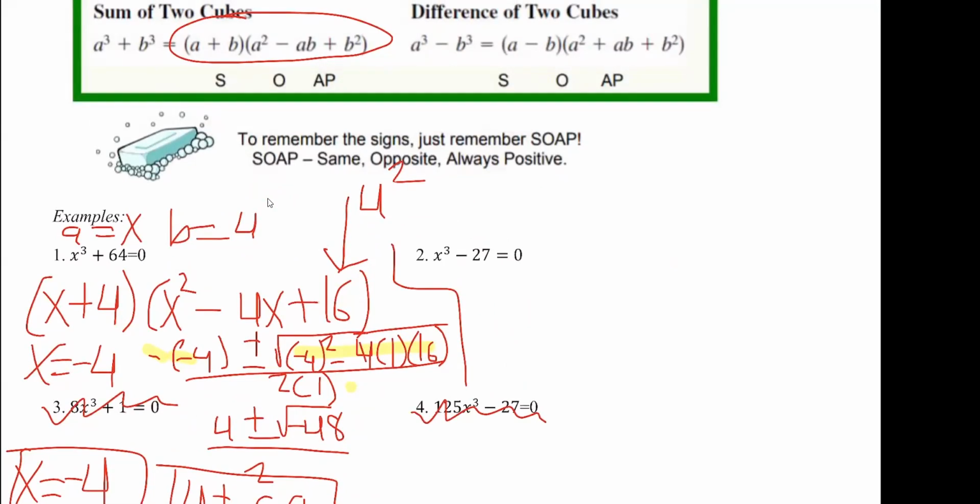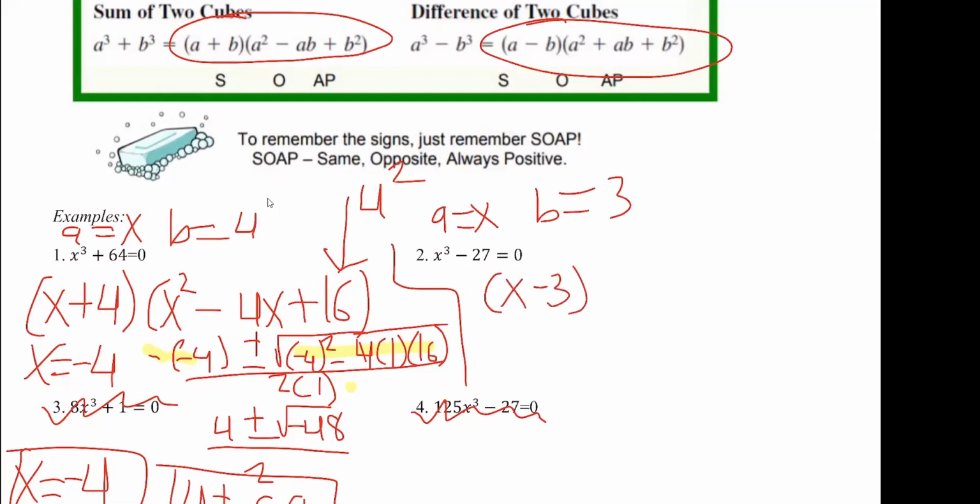Your A in this one would just be x. Your B, what's the perfect cube of 27? Well, 3 to the third power is 27, so that would be 3. Since it's a difference of cubes, we're using the same formula, just your signs are different. It's A minus B, so x minus 3, and then it's x squared, and then the opposite sign, so plus A times B, which in this problem would be 3x, and then always positive, so plus B squared would be 9.